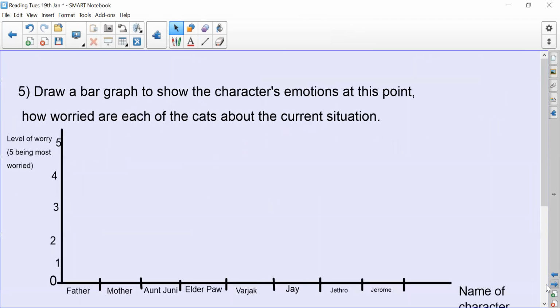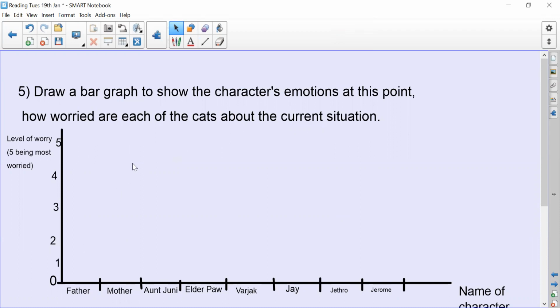Okey-doke. Right, then I thought let's do something a bit different with our questions today. So let's draw a bar graph to show the characters' emotions at this point. How worried are each of the cats about the current situation? So these are all the characters in this chapter: Father, Mother, Aunt Junie, Elder Paul, Varjak, Jay, Jeffro, Jerome. Hopefully I haven't missed anyone out, but if I have, there's a space there. Or you could put the gentleman, I suppose.